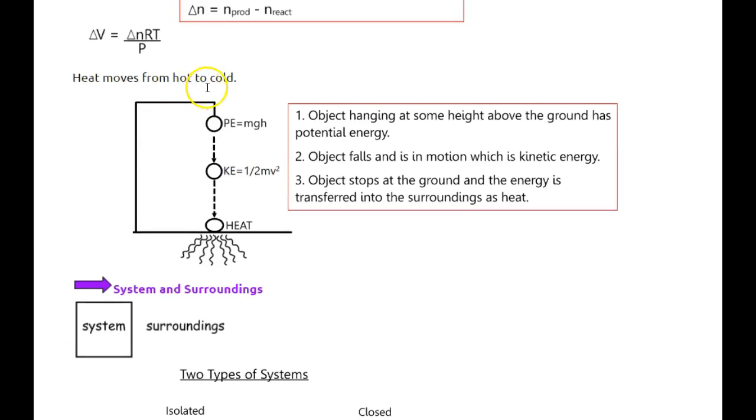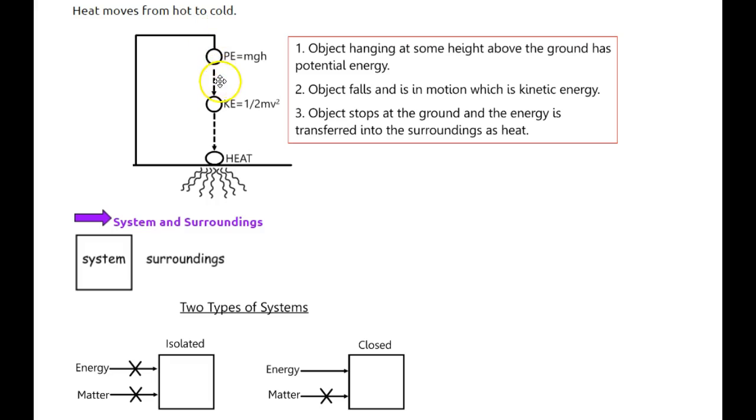Heat moves from hot to cold. Here's a scenario we're going to look at. Let's say you have an object hanging here. And once that object is released, then the potential energy converts into kinetic energy. But what happens when the object hits the ground? Well, some of the kinetic energy is lost into the ground in the form of heat.